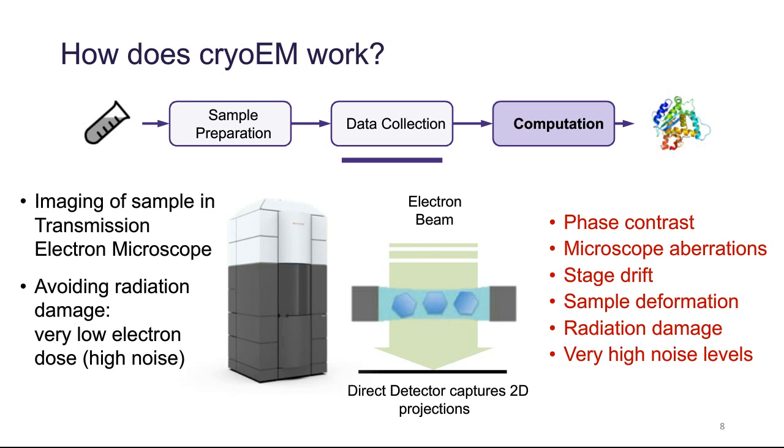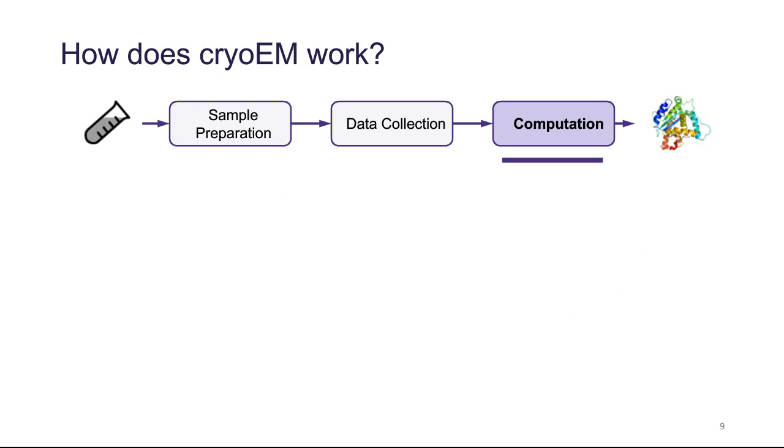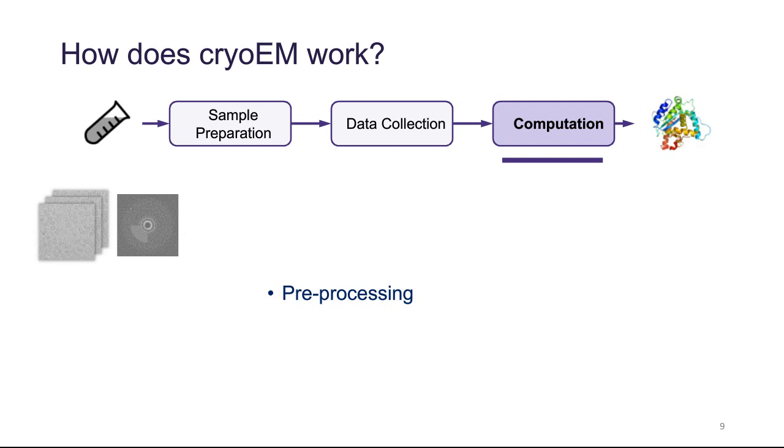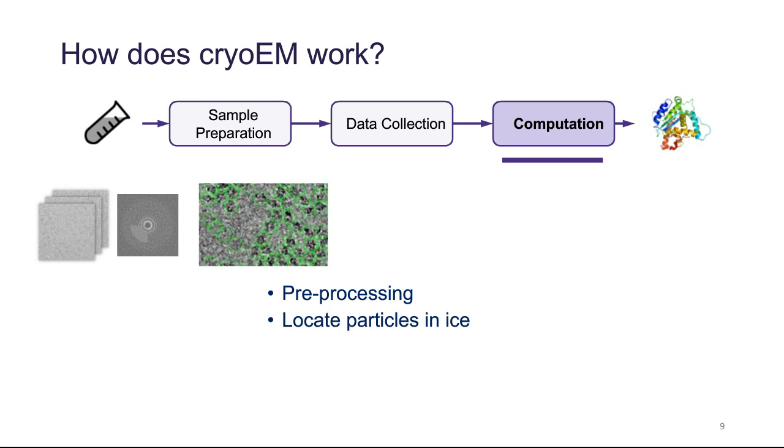The computational phase of CryoEM is also a multi-step process. First, raw data is pre-processed to estimate and correct for motion, sample deformation, and microscope optics. Next, in each image, the individual particles of protein must be detected and located. Millions of particles may result from this process, with many being junk, broken, or contaminants.